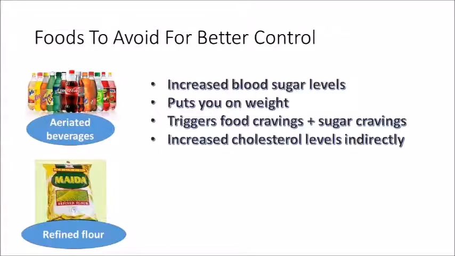Here are a few more foods which you really need to avoid to take better control of your blood sugar levels. Obviously, as we all know, aerated beverages, refined flour, maida or any food which contains added sugar, corn syrup or fructose should be avoided, because after consuming those things they increase your blood sugar levels. They also make you put on weight and they trigger food cravings and sugar cravings. If you are not able to take control of your sugar cravings, the first step is to avoid eating all these kinds of foods.